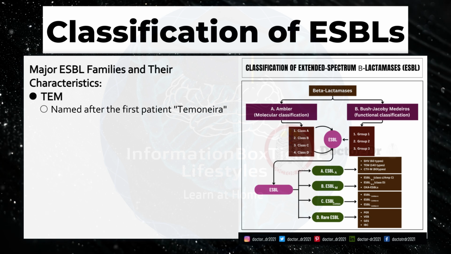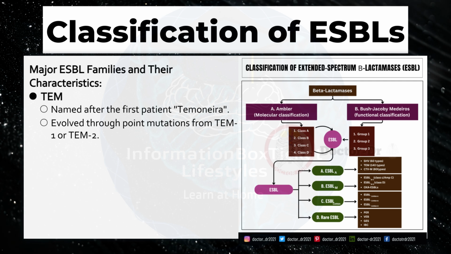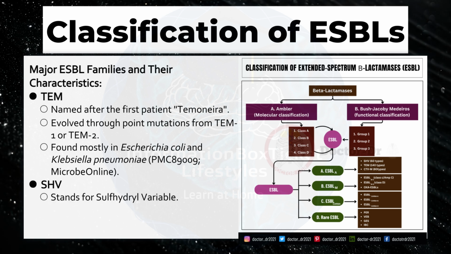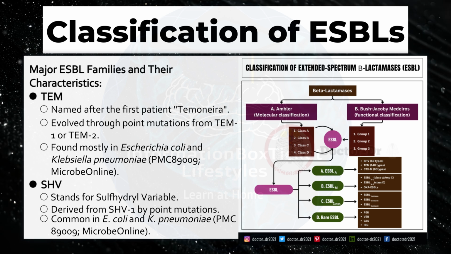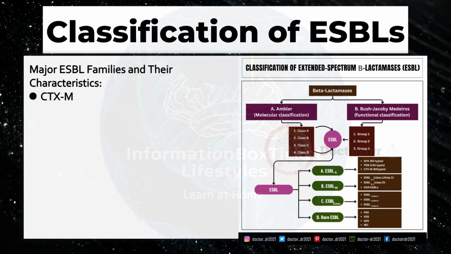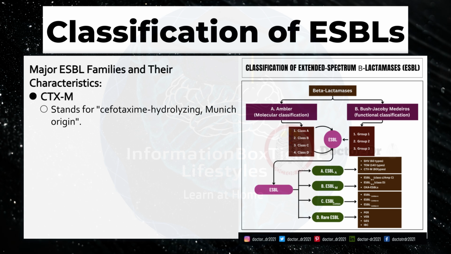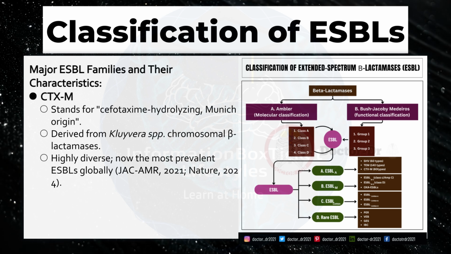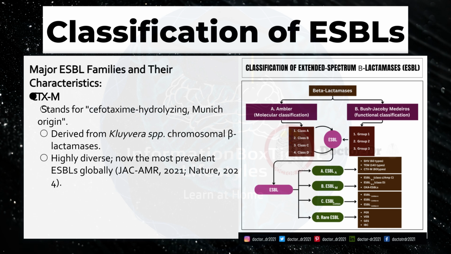Major ESBL families and their characteristics. TEM, named after the first patient, Temoneira, evolved through point mutations from TEM1 or TEM2, found mostly in Escherichia coli and Klebsiella pneumoniae. SHV stands for sulfhydryl variable, derived from SHV1 by point mutations, common in E. coli and K. pneumoniae. CTX-M stands for cefotaxime hydrolyzing Munich origin, derived from Kluyvera species chromosomal beta-lactamases, highly diverse, now the most prevalent ESBLs globally.